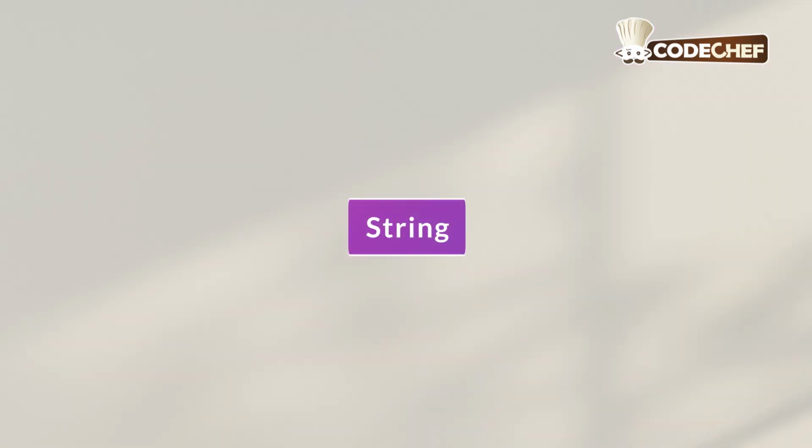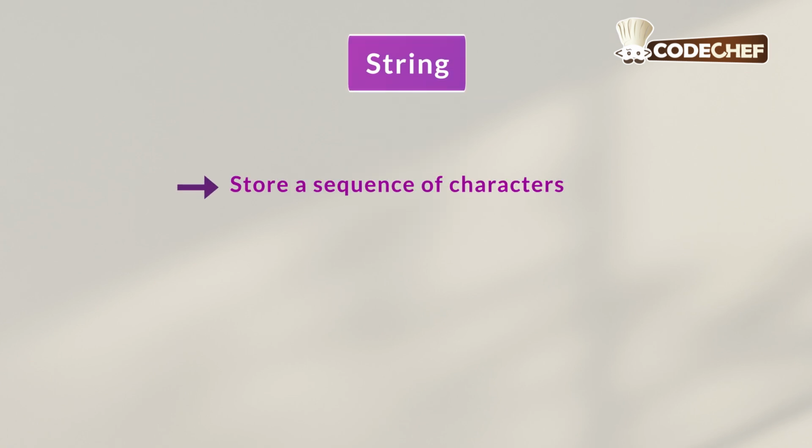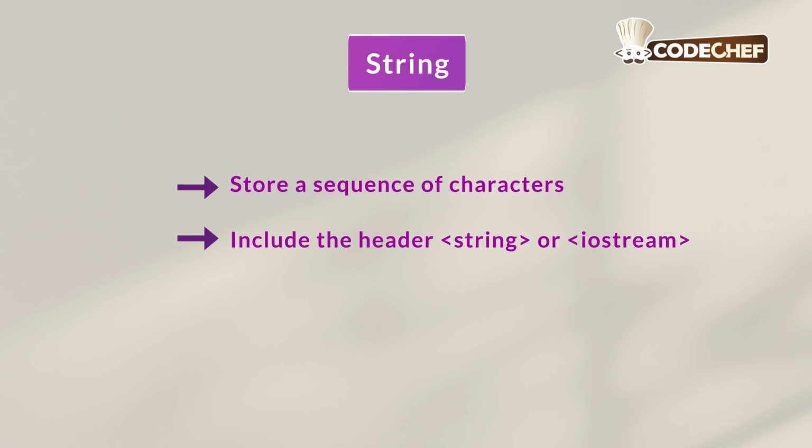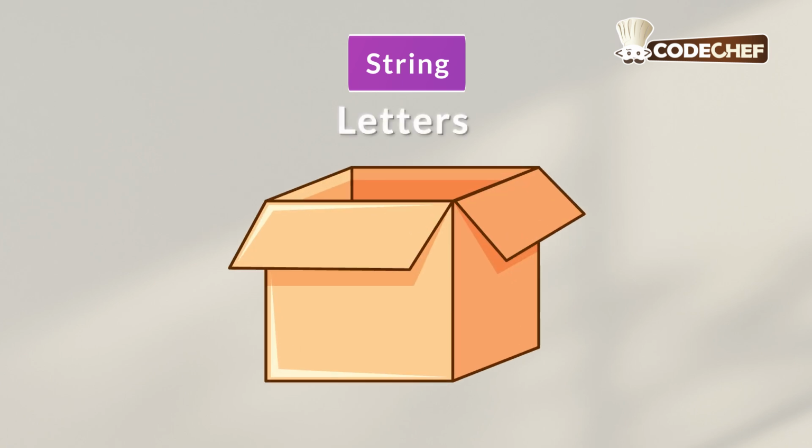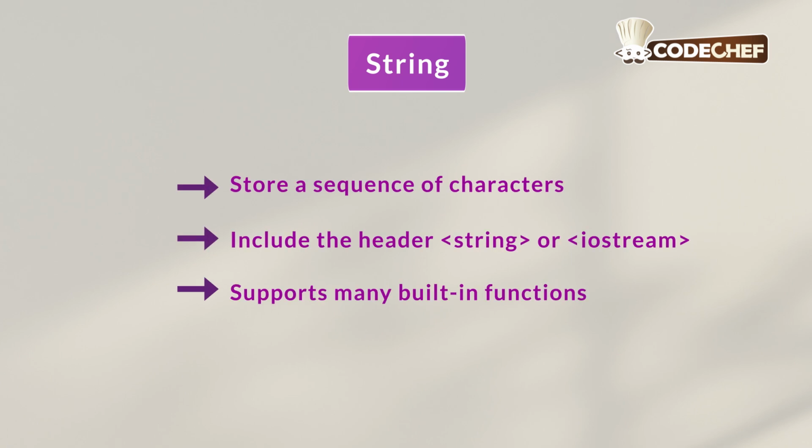The next data type is string. The string data type is used to store a sequence of characters. When we want to use the data type string, we need to use the header string or iostream in the program. This data type can store letters, numbers, spaces and symbols, and it supports many built-in functions for manipulating the text, like finding the length, concatenation or comparison between strings.